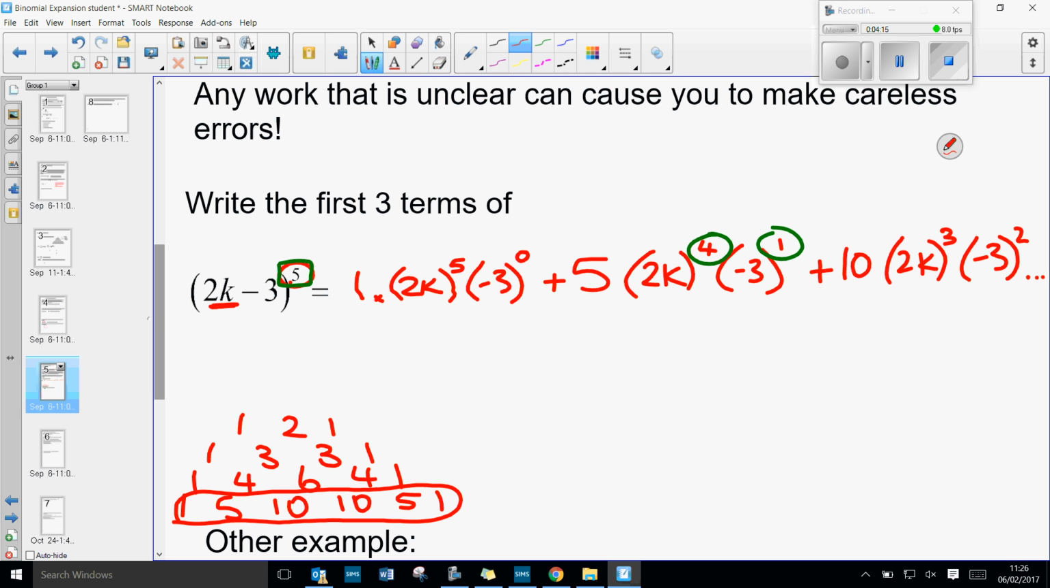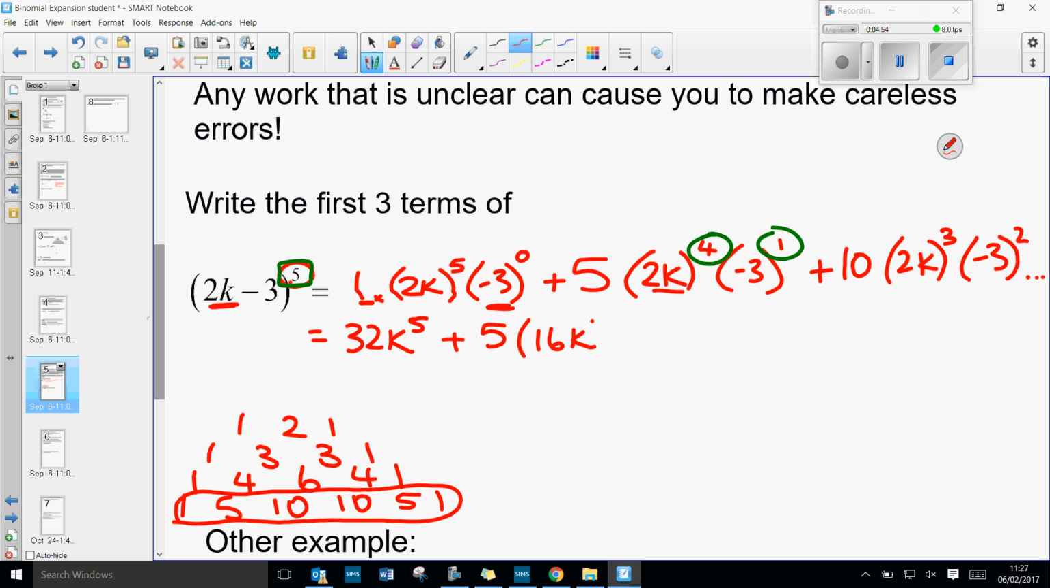Alright, so now we need to start simplifying. Negative 3 to the power 0 means that's just 1. So all we have to deal with is 2k all to the power 5, which is 32k to the power 5. I would suggest at this point you go in baby steps. Don't try and do too much too soon, especially on a long calculator paper, because that's when you could start making errors. So I'm going to keep this as plus 5. And now I'm going to expand 2k to the power 4. What's 2 to the power 4? 16k to the power 4.